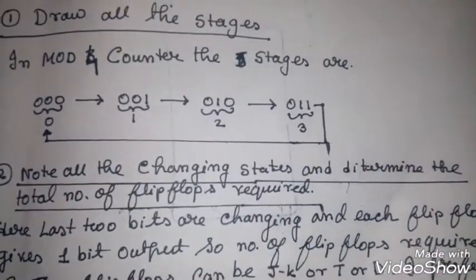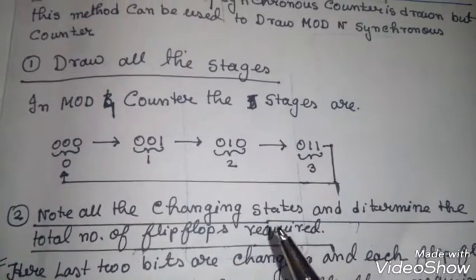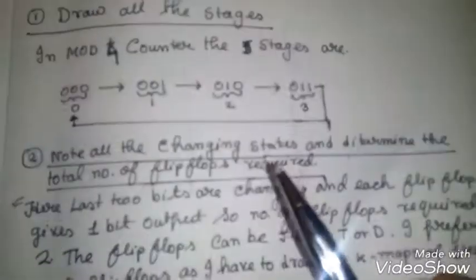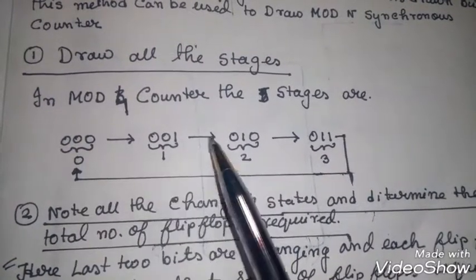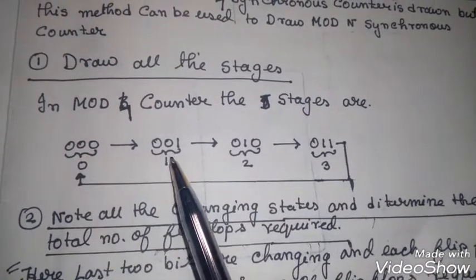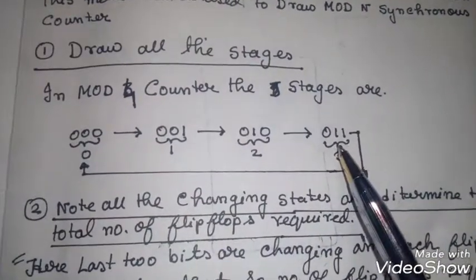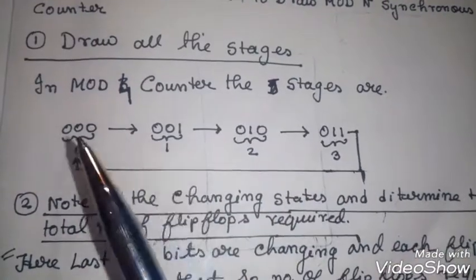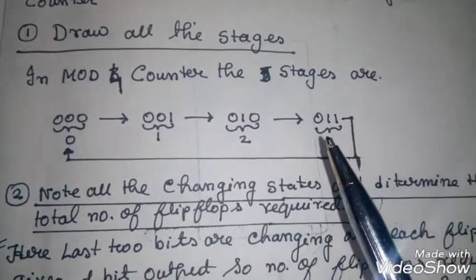Now the second thing we have to do is to note all the changing states and determine the total number of flip-flops required. We know that each flip-flop gives one bit of data, that is the data, and another one is the complemented data. If you look carefully at these stages, the first bit, that is the MSB, is always 0 in every case, but the last 2 bits are changing. For example, it is 0 in the first 2 cases and then 1 in the last 2 cases, and similarly the LSB goes 0 1 0 1. This means that the last 2 bits are changing. That's why we need 2 bits of data to display our counter.